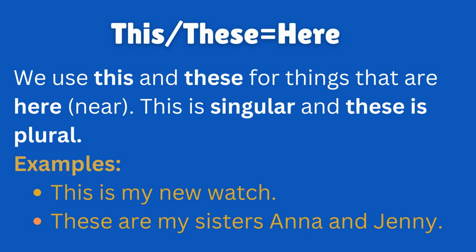We use this and these for things that are here. This is singular and these is plural. For example, this is my new watch. These are my sisters, Anna and Jenny.